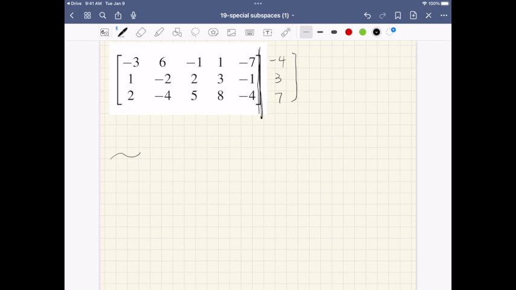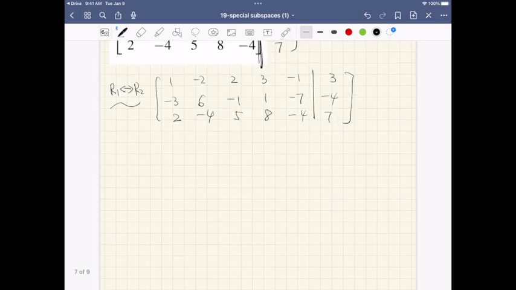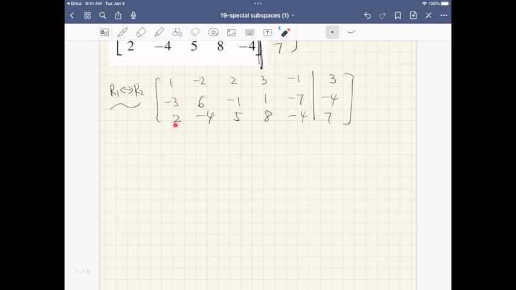So the first ERO we are going to do is I want to swap these two, R1 and R2. Then this is 1, negative 2, 2, 3, negative 1, 3. And negative 3, 6, negative 1, 1, negative 7, negative 4, 2, negative 4, 5, 8, negative 4, 7. And then we want to kill these two, because this will be the first pivot. This is pivot.